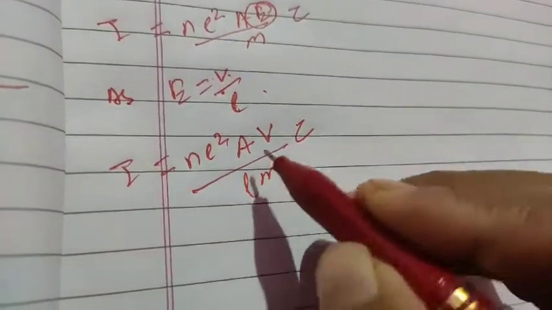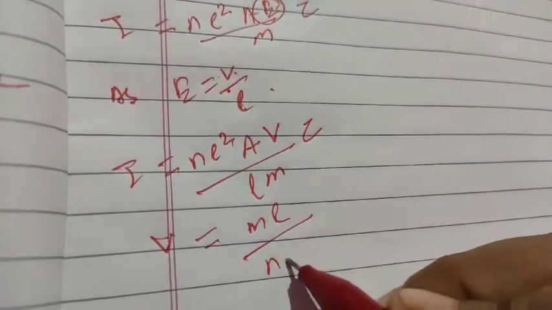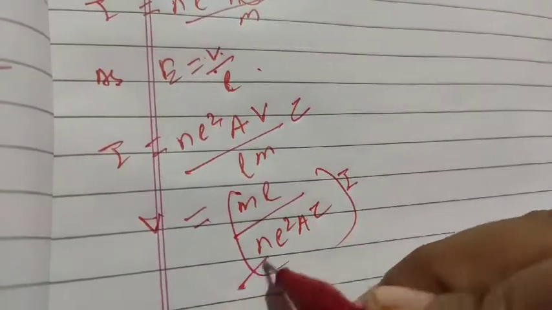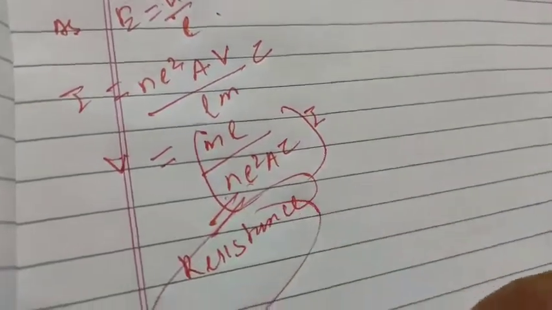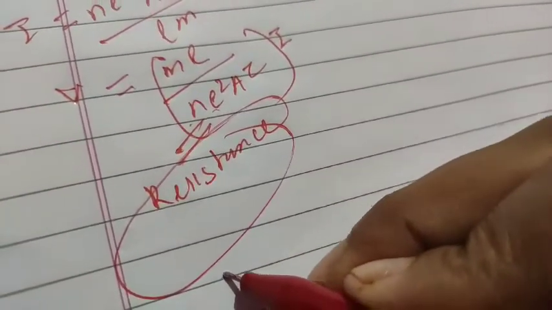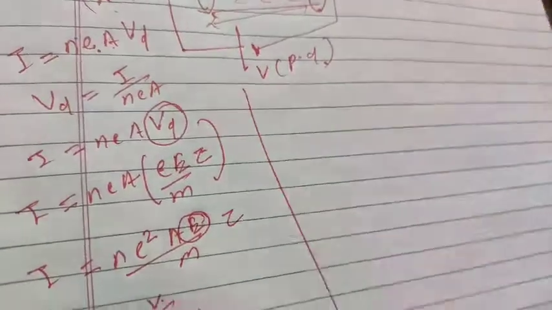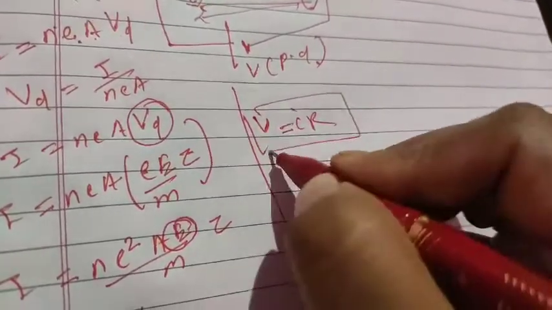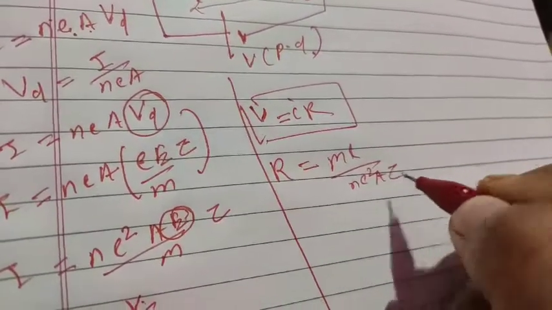Clear? Now you take common like this. What is the value of V, students? V equals mL by ne squared A tau into I. So this we consider as the resistance of a resistor, the proportionality constant. So you can write mL by ne squared A tau is R. So what formula comes? Tell me. The formula comes as V is equal to IR. Clear to you? Where R is the resistance, mL by ne squared A tau.